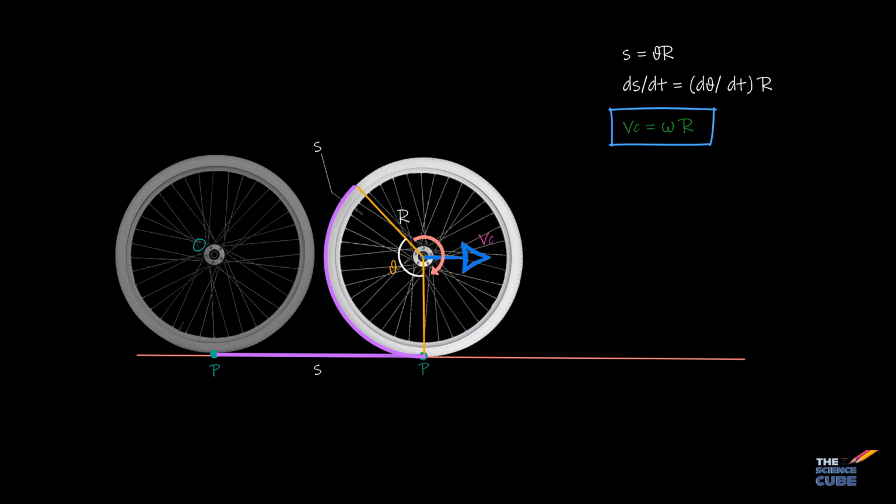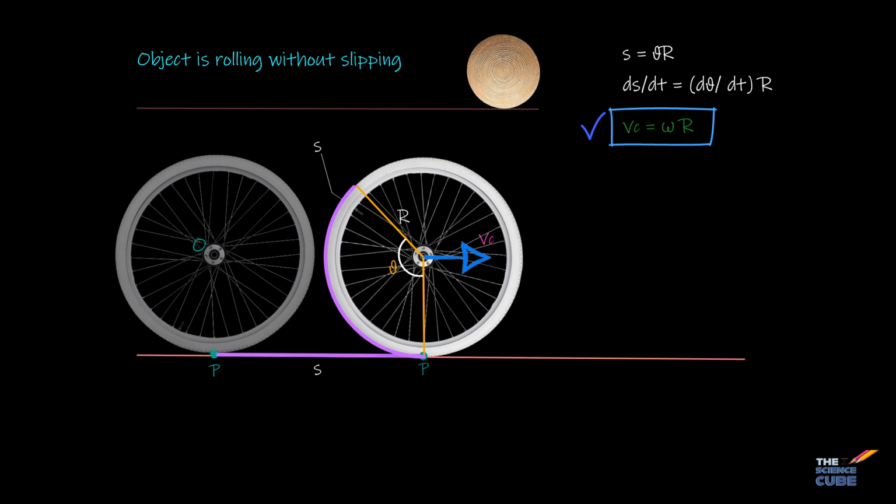Now this relationship is very important because it ensures the condition for rolling without slipping. That is, if for a situation where an object is rolling and you're told that for this object the equation v center of mass is equal to omega r is true, you can safely say that the object is rolling without slipping. Or you can also say that there is no relative motion between the surface and the object. Or in simpler words, there is no skidding.